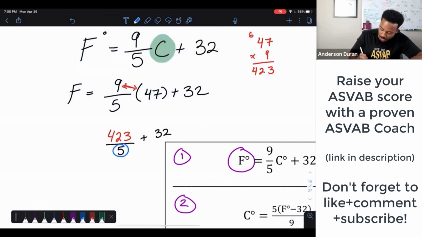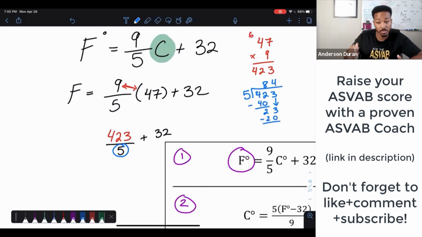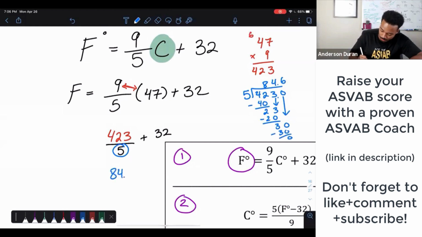Cool. So we're going to divide by that 5. 5 going into 423. 5 going into 42. That's going to be 8 minus 40, because 5 times 8 is 40. Then we have 2. Bring the 3 down. 5 into 23 is 4. Subtract the 20, because 5 times 4 is 20. We have 3 left over. We have a decimal now. Bring that 0 down. 5 goes into 30 6 times. And so that's a clean 6. And so we have 84.6.